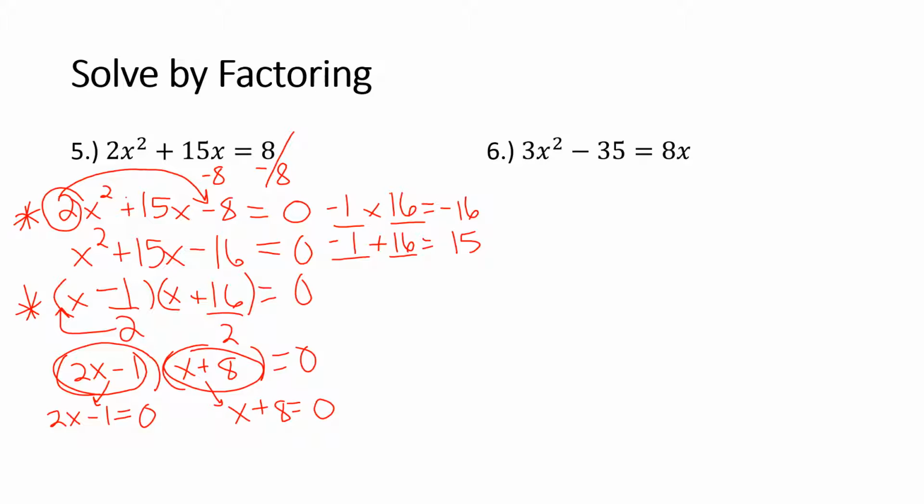Now I'm running out of space here, so let's just think about how to solve for x. On the left-hand equation, if you're going to get x by itself, you're going to do two things. First, you're going to add 1 and then divide by 2. Your answer over here would be 1/2. On the other side, to get x by itself, you would just subtract 8. So our answer here would be x equals negative 8.